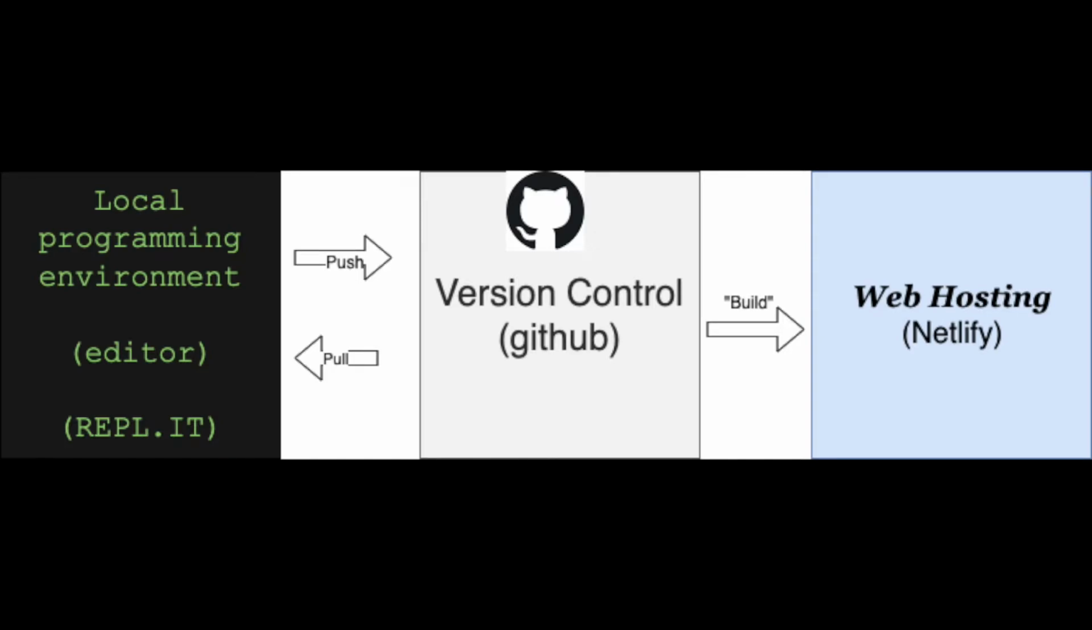Okay, in this video, I'm going to show you how to connect your current code to something called version control, which will basically let you save your code in a new space. And then we're going to connect that version control to a web hosting service, which will let you share your code so that you can give a URL to all of your friends and they can actually see your project published in the wild.